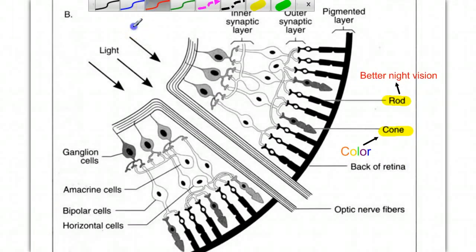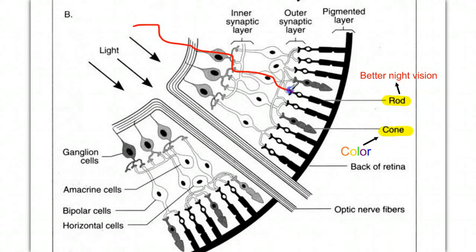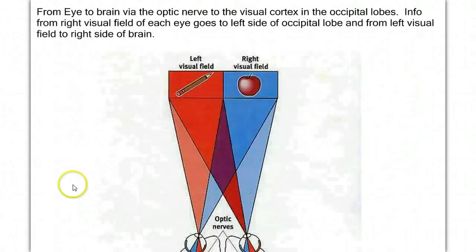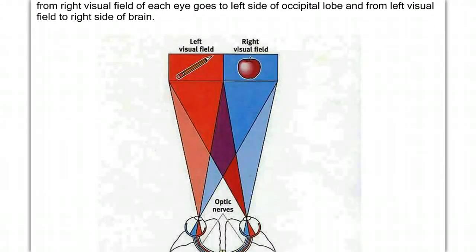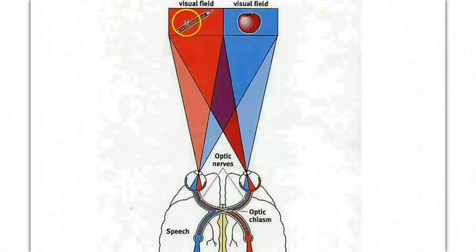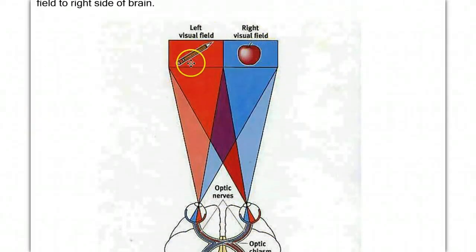So light would come in and strike one of these cells and stimulate it to fire an action potential, which moves up through these interneurons, and the message then transfers down the optic nerve, and that's where we have to go back into the brain. Now each of our eyes has a right and a left visual field. Our right eye has a right visual field and a left visual field, and our left eye has a right visual field and a left visual field.